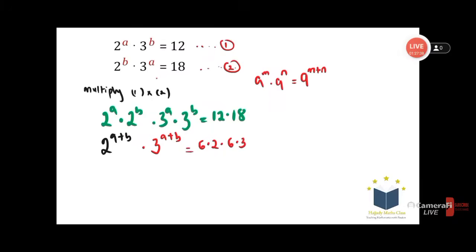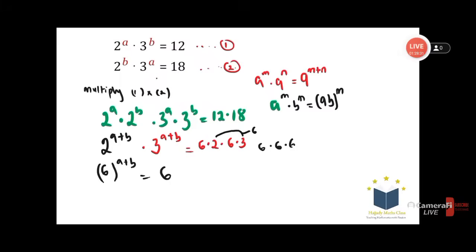So with this, there's another rule of indices I would like to mention here, which is when you have a to the power of m multiplied by b to the power of m, this is the same thing as saying ab to the power of m. That is, when you have the same power, then you can multiply the bases together while you repeat the power. So using the same thing here, I'm going to have 2 multiplied by 3, which is going to give me 6, to the power of a plus b, equal to 6. Here we have 6 multiplied by 6 multiplied by 6, which is the same thing as saying 6 to the power of 3.